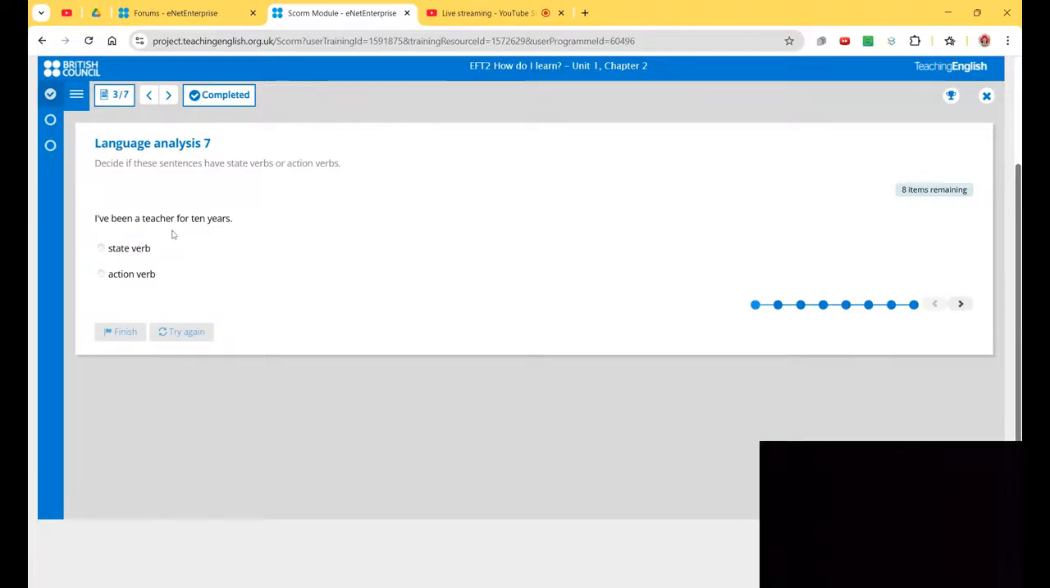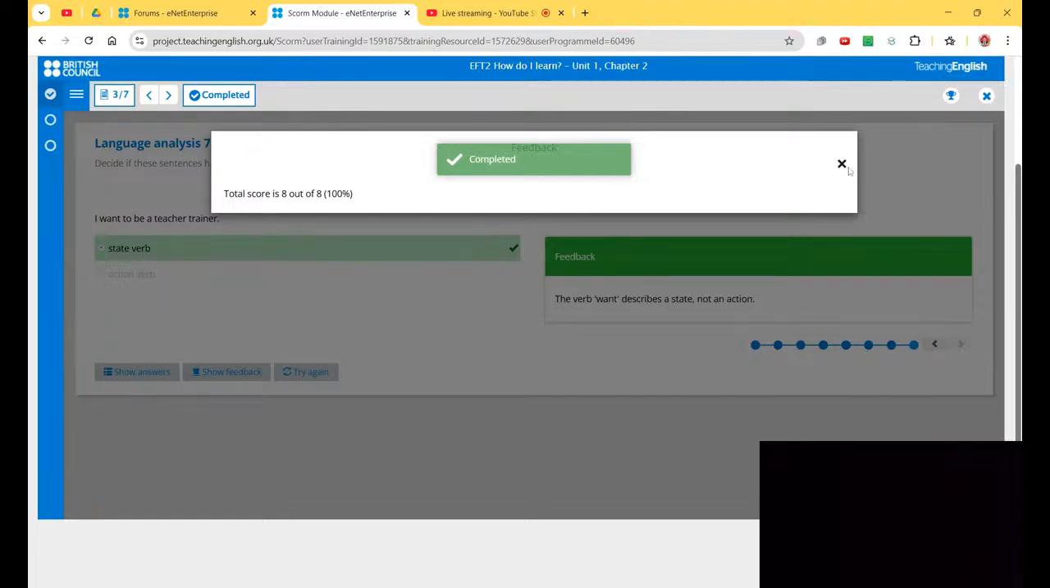I've been a teacher for 10 years, state verb. I started teaching, action verb. I'm working, action verb. I prefer teaching, state verb. I presented at a national conference, action verb. I've got a degree in education, state verb. I'm good with computers, state verb. I want to be a teacher trainer, state verb. Nice.